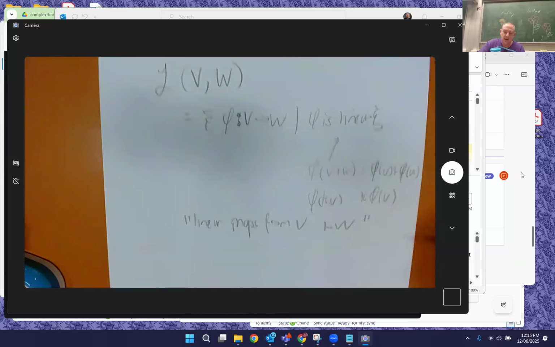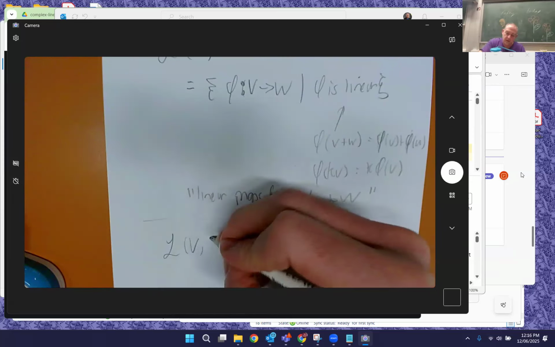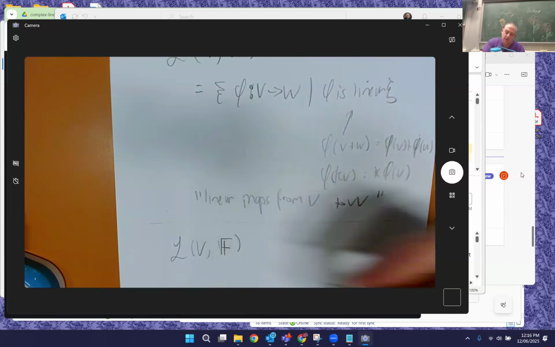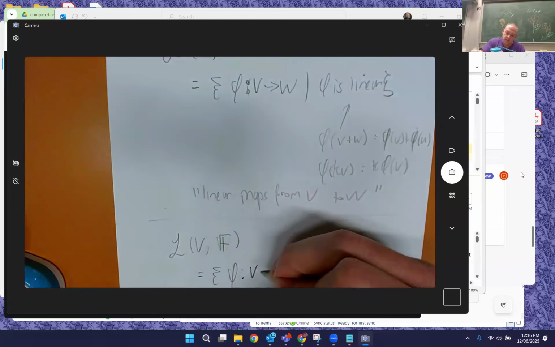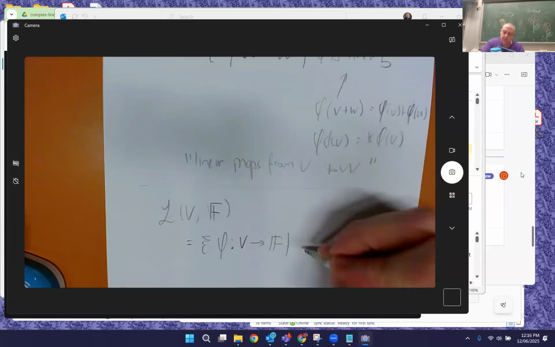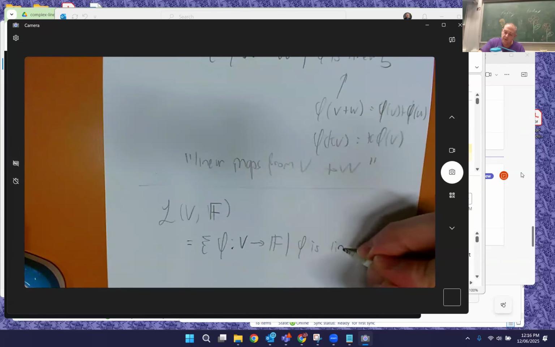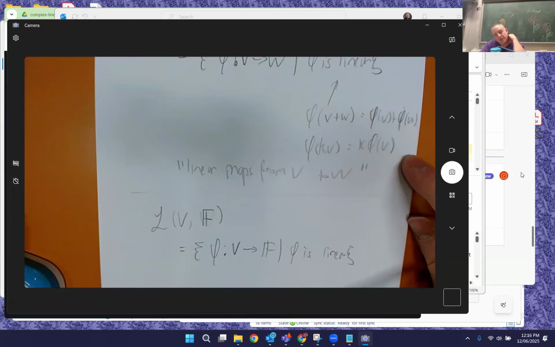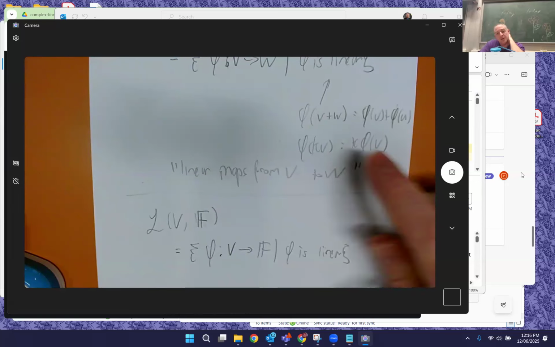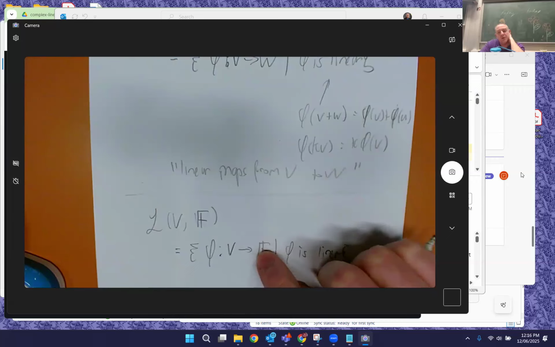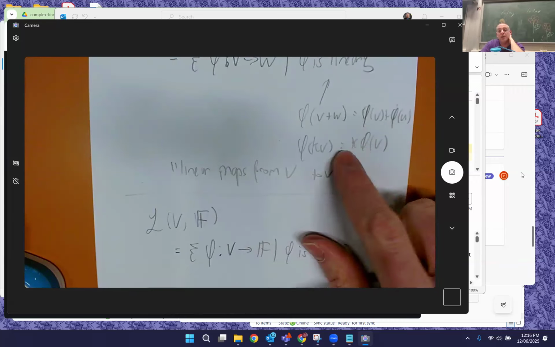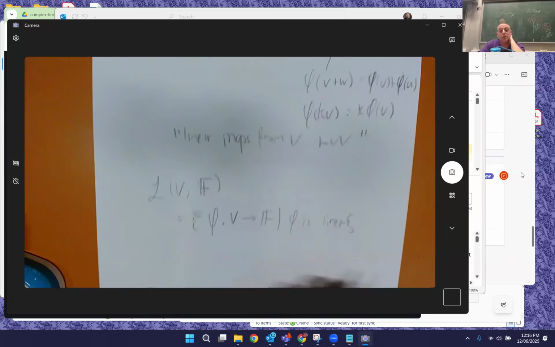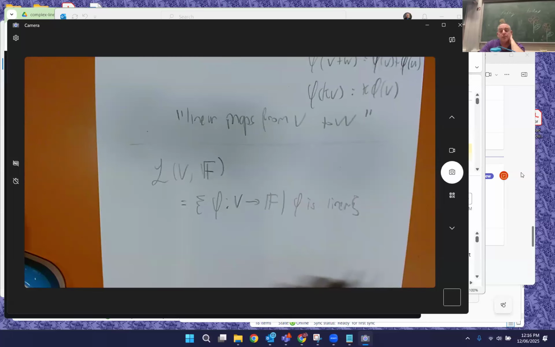That's what that is. And then these go from V to F. That's just phi is linear. Right, and so that's the same rules. But the interesting thing is that in this one, you're going to a field anyway. And so this scalar multiplication here is just ordinary multiplication. That's the difference. Okay. Cool.